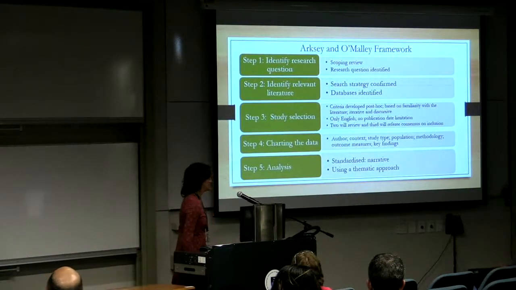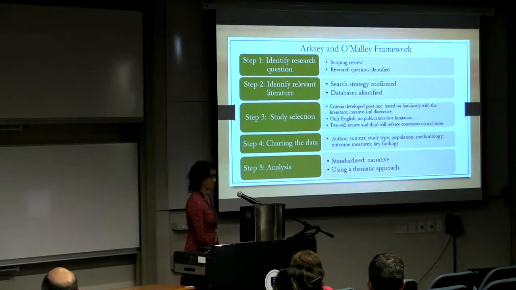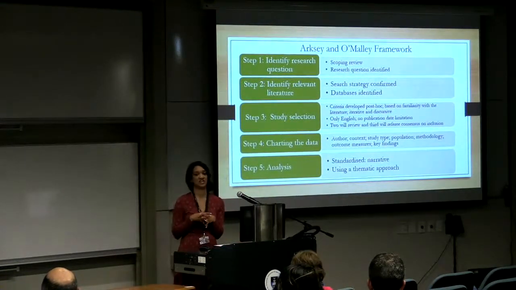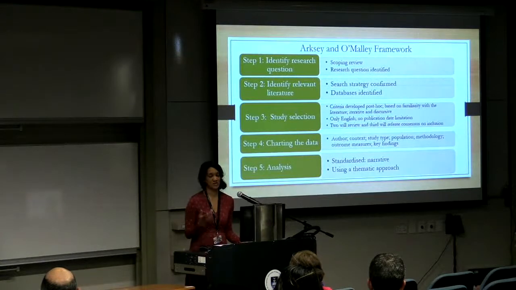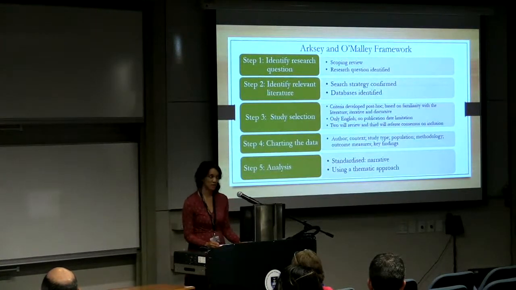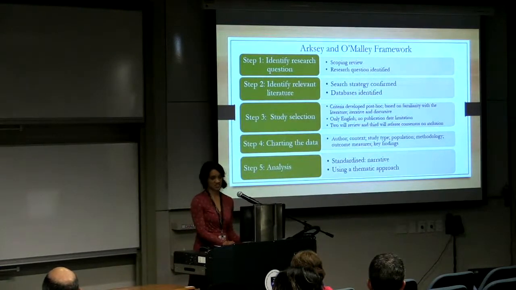We find ourselves currently at step three, which is our study selection. Because there are three of us, all of us will review the literature. Two of us will review, and the third will referee consensus on what our inclusion criteria are. Our eligibility and inclusion criteria will, however, be developed post hoc, and this will be quite an iterative and discursive process as we become more familiar with the literature. We'll then move on to step four, which will be to chart the data using those specific categories. This will help us develop a thematic approach, which will then enable us to analyze the literature that we have reviewed.